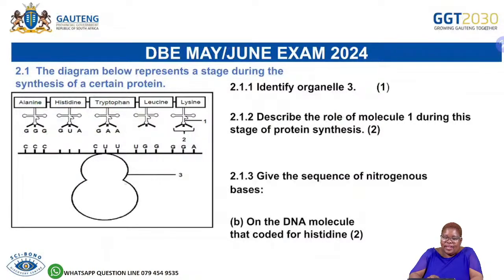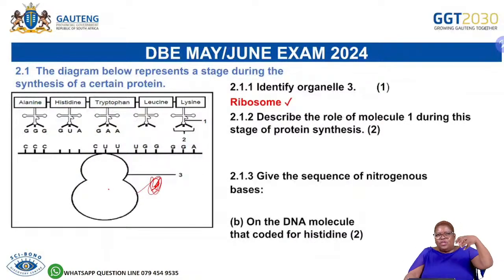Identify organelle 3. This is organelle 3. Now, organelle 3, that's where proteins are being formed. And what is the name of the organelle? Remember, when we started with the topic at the beginning of the year, that is in our first week, you had to take the nucleus out of the cell, because for all these processes, you're going to be looking at some of the organelles there, like the ribosomes, like the nucleus.